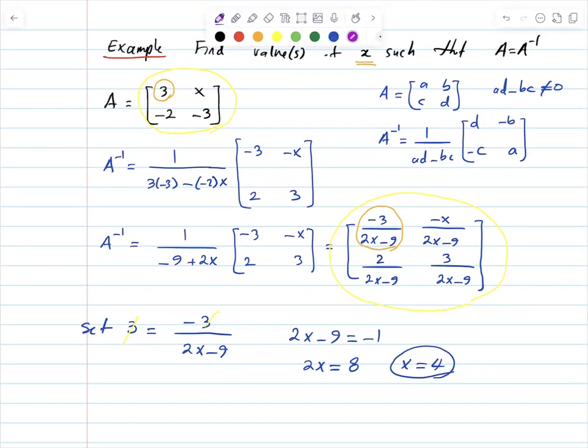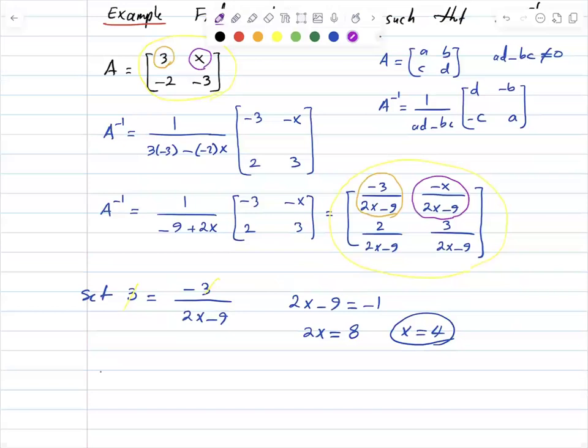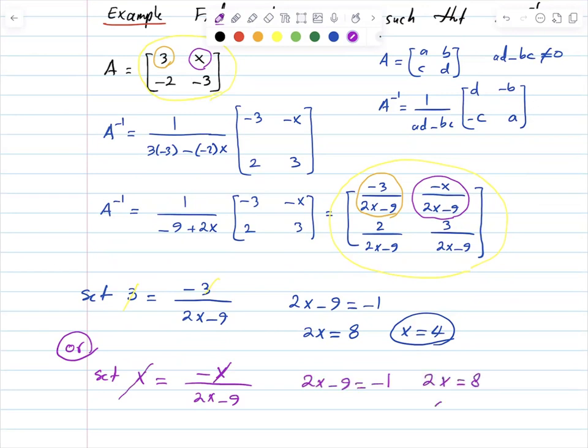For example, you might say, hey, I want to set these two entries equal to each other, like x and negative x divided by 2x minus 9. You get the exact same result. Set x equal to negative x divided by 2x minus 9. Here you can simplify this. So you get 2x minus 9 equals negative 1. 2x becomes 8 and x becomes 4 again. So the answer that you're looking for is 4. Very good.